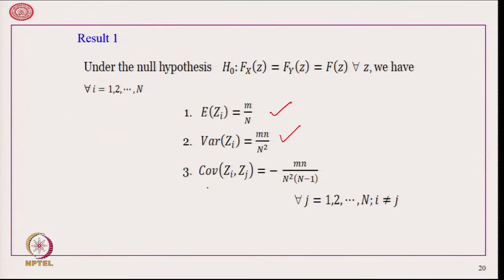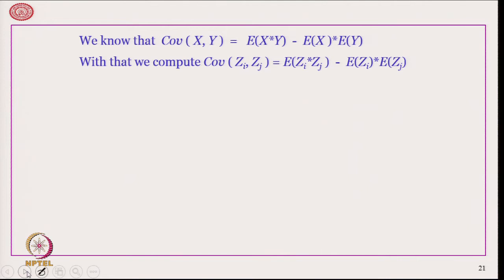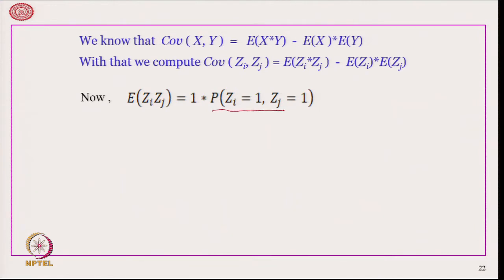Now, we need to prove that the covariance of Z_i, Z_j is equal to minus m n upon N square into N minus 1 when i is not equal to j. We know that the covariance of X, Y is equal to the expected value of XY minus the expected value of X times the expected value of Y. Therefore, when we are trying to compute the covariance of Z_i and Z_j, this is going to be the expected value of Z_i Z_j minus the expected value of Z_i times the expected value of Z_j. Now, the expected value of Z_i Z_j is equal to 1 times probability Z_i is equal to 1 and Z_j is equal to 1. Why?